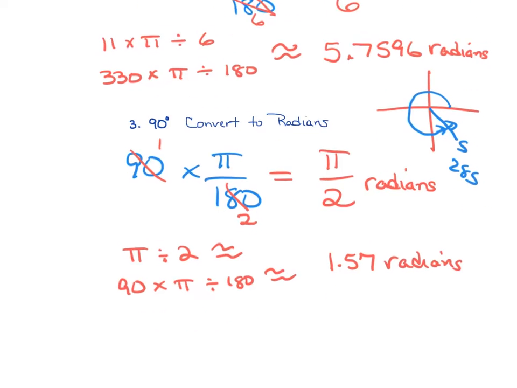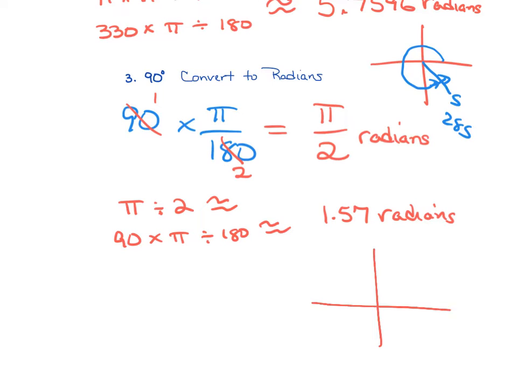So again, if you think about it, remember I told you 1 radian was here, 2 radians was over here. So here's your 90 degrees. So it's halfway in between 1 and 2 radians, which is 1.5. So it's making sense that the answers I'm getting seem reasonable.